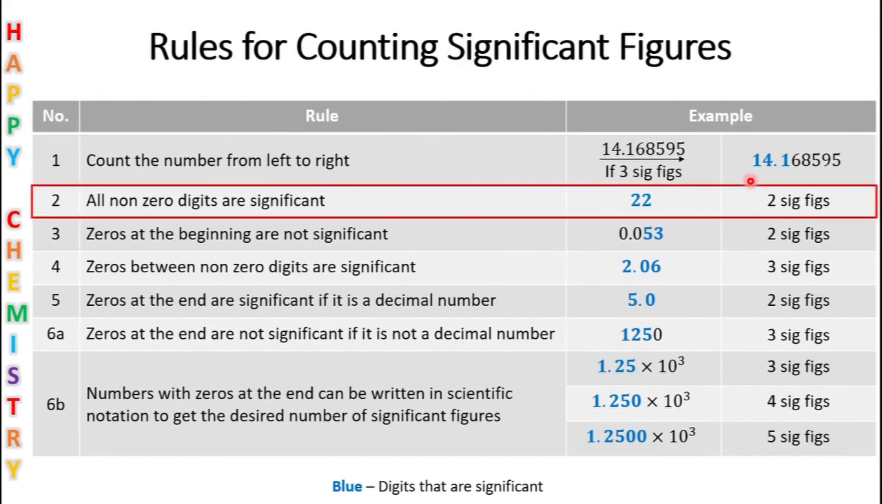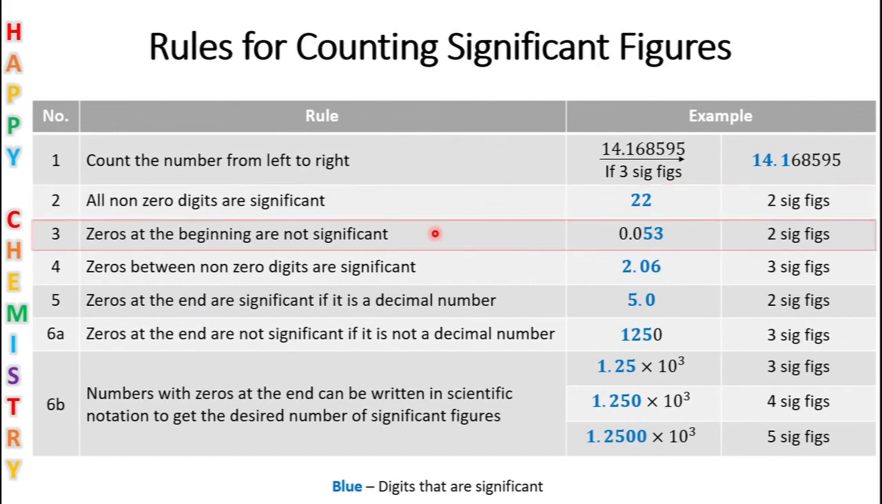The second rule. All non-zero digits anywhere in the number are significant. In the example, we have a number with all non-zero digits. Start from left. 1, 2. Therefore, number of significant figures are 2. Rules 3 to 6 are about counting zeros when they are at the beginning, between, and at the end of numbers. Let's see them one by one.